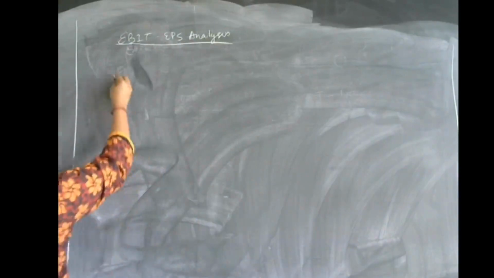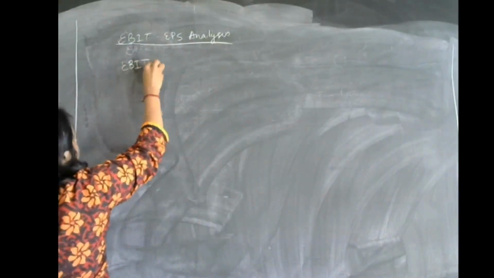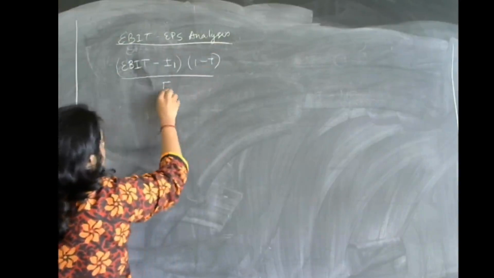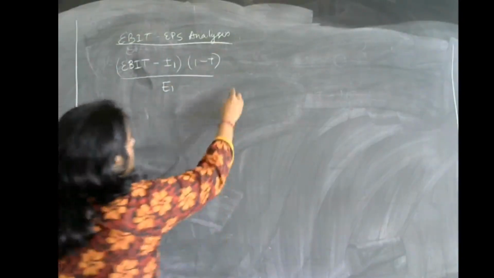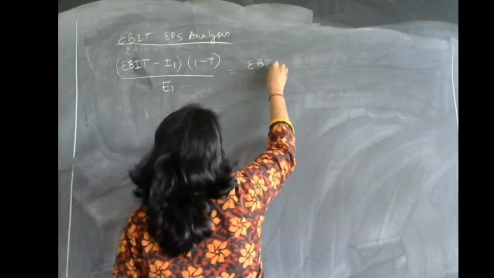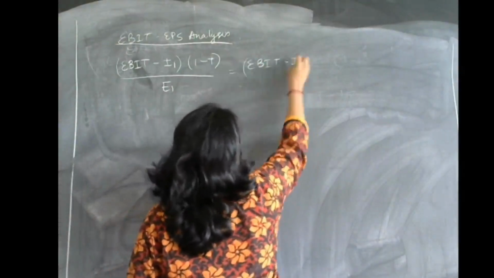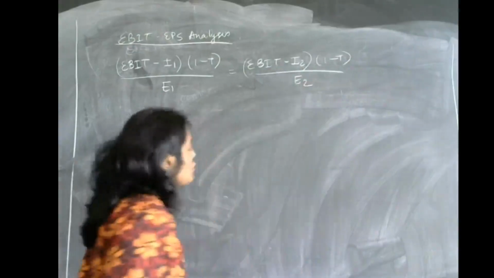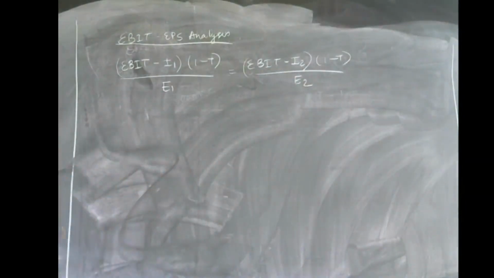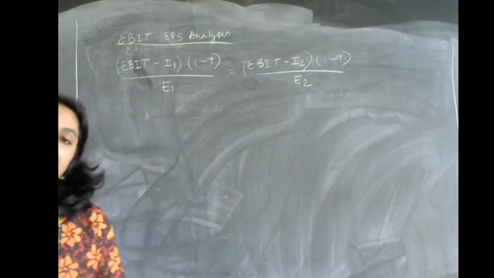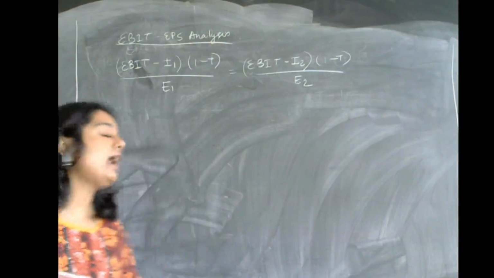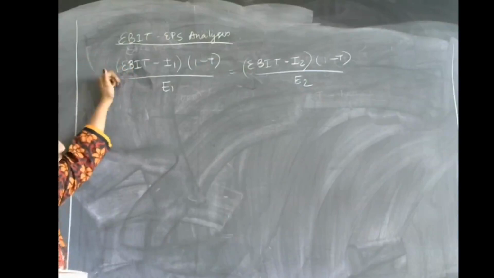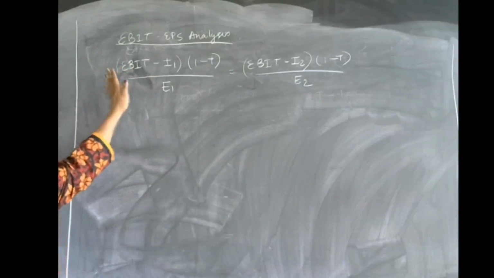The formula is: EBIT minus interest of plan 1, times 1 minus tax, divided by number of shares in plan 1, is equal to EBIT minus interest in plan 2, times 1 minus tax, divided by number of shares in plan 2. Now, before we start, let me make this one thing very clear. When they are asking you to find the indifference point, basically they are asking you to find the EBIT. EBIT is the indifference point. I had mentioned this even in the PPT. Okay, so now let us solve.